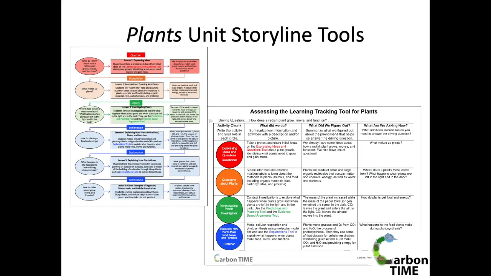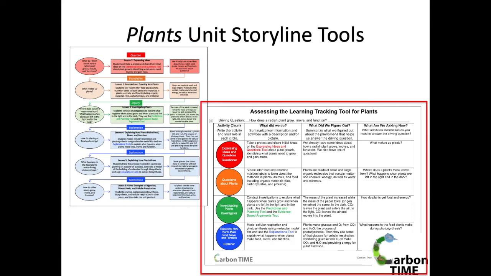There are several teacher and student-facing tools that coordinate with our instructional model and help keep track of progress over the unit. This teacher-facing unit storyline chart helps teachers see the whole unit in just one page. The other example is the teacher's answer key for the plant unit's learning tracking tool, which is designed for individual students and the class as a whole to keep track of what they've done and figured out through the unit. You may be familiar with it as a summary chart or a story so far chart.